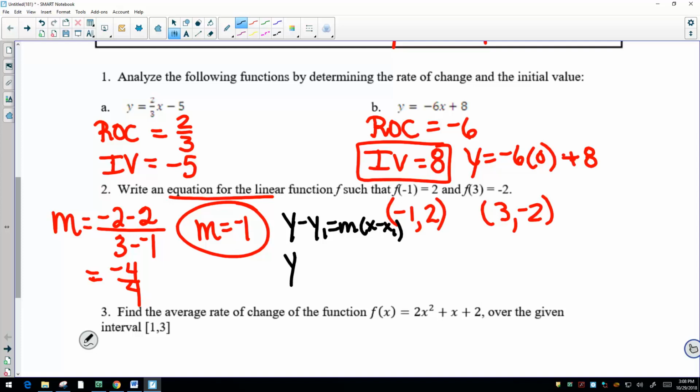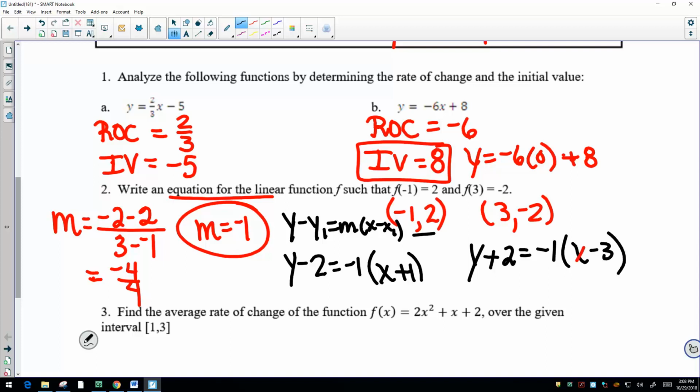So let's say we took our first equation and we plugged in this first point. So we could have y - 2 equals -1 times x minus a -1. Okay, that's one option. We could also do the same thing for this other coordinate. And I could have y minus a -2 equals my slope of -1, x minus 3. Now you could also solve and get y by itself, put it into mx plus b form if you wanted to, but there's no need. It just says write an equation, and both of those are equations of lines.